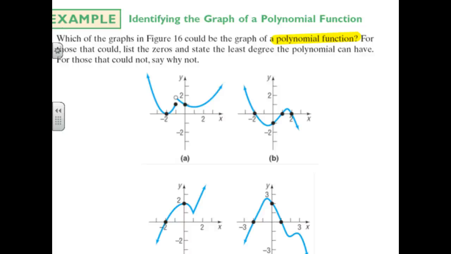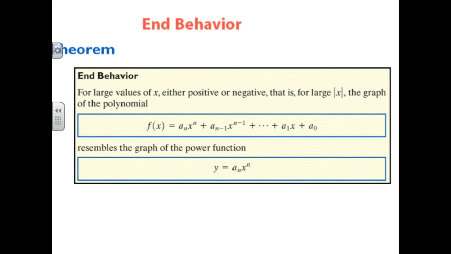So remember, this is not a polynomial if it has a hole. This is not a polynomial because it has this sharp edge or cusp, and this is a polynomial. So yes, the ones on the right are polynomials, the ones on the left are not. So polynomials look like this.